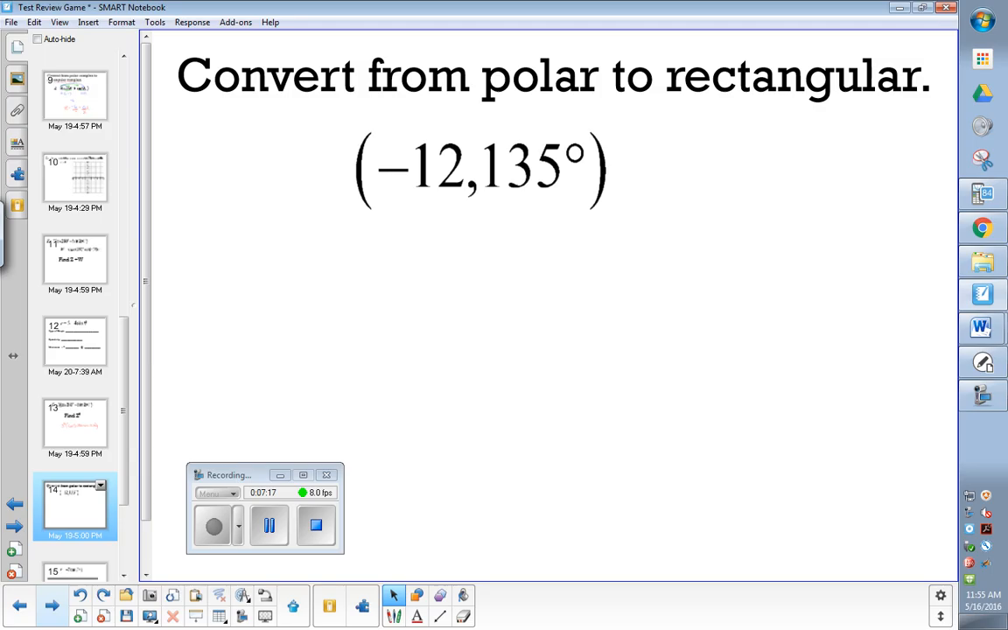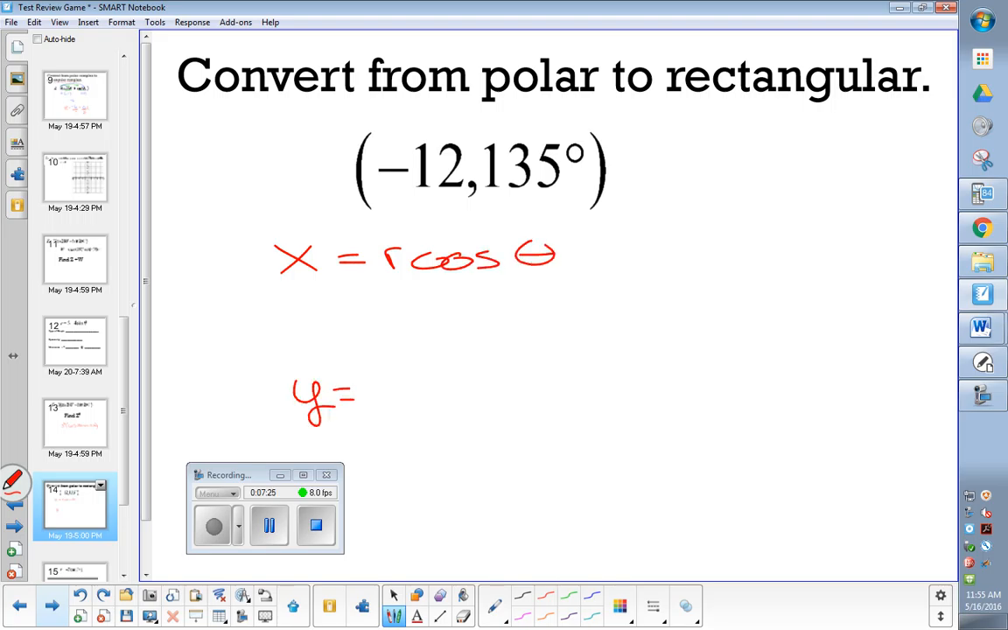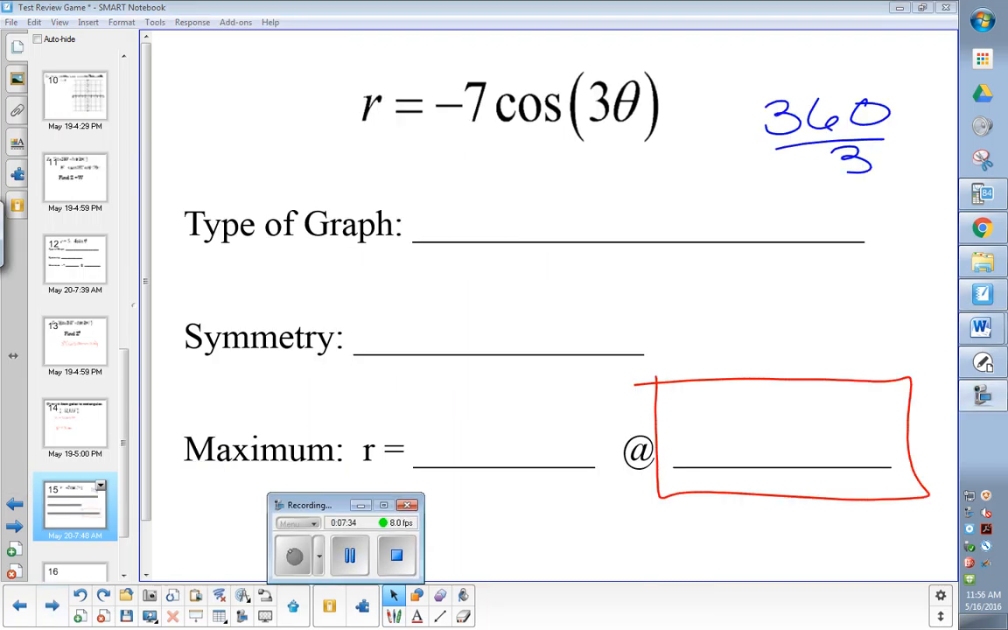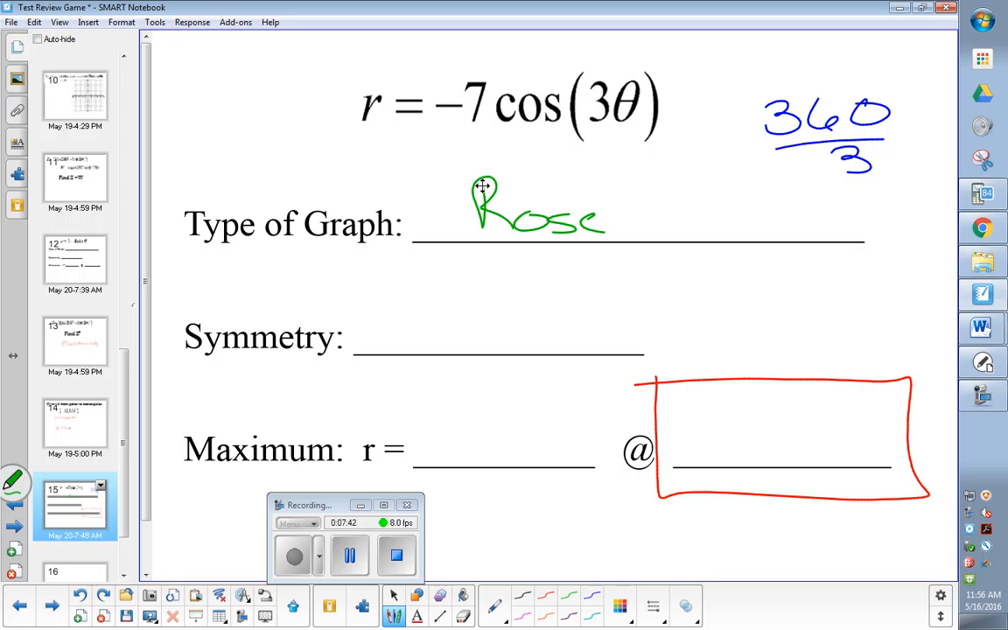Convert to rectangular form. If we're converting to rectangular form, what two things do we need? X and y, so you're going to use this formula and this formula, and you're going to plug in. Do this one. If we are talking about the type of graph, obviously this is a rose. How many petals is this one going to have? 3 petals.